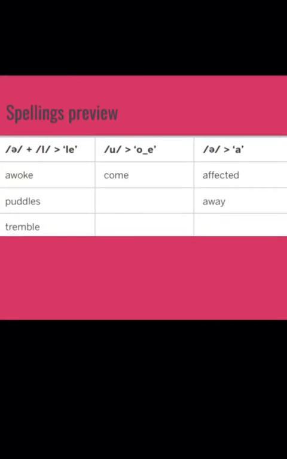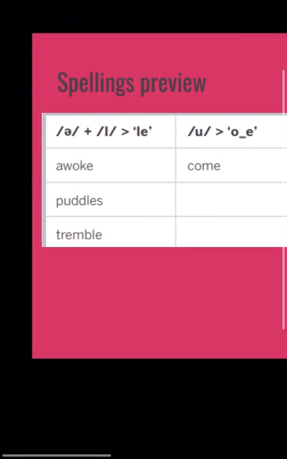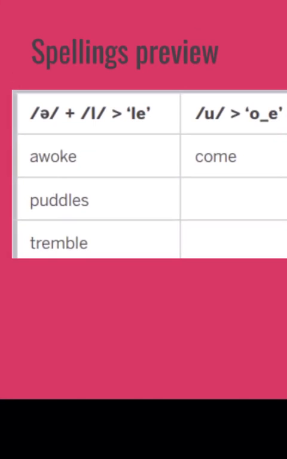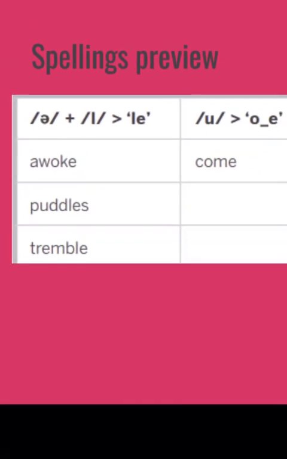Next slide, we are previewing spellings. Okay, first column here, we have ul spelled L-E. For example, awoke. I'm not sure why that word is in there. I apologize. This is right from my teacher book, so I'm not sure because I don't see an L in there. Do you? Let's go on to the next 2 words. Puddles and tremble. Okay, puddles and tremble have that ul sound in it, not awoke. So just ignore that word.